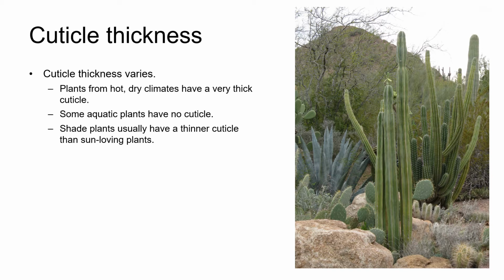that are native to the Sonoran Desert in Mexico, Southern California, and Arizona. In contrast, aquatic plants which spend their lives submerged in water tend to have a very thin cuticle, or sometimes no cuticle at all, because drought stress isn't going to be an issue for them.